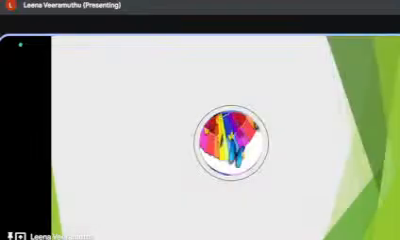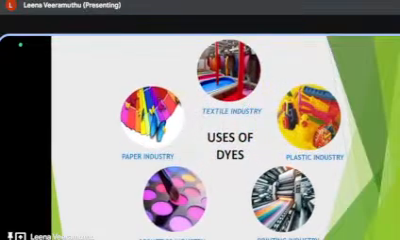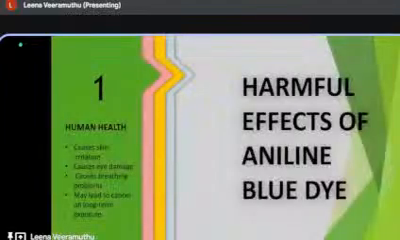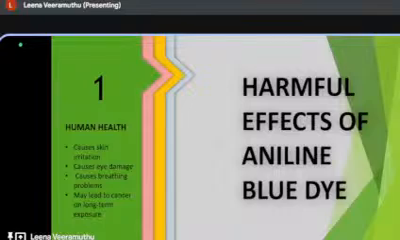Dyes are extensively used in various industries such as textiles, plastics, paper, etc., because of their strong color stability and commercial importance. Among these dyes, aniline blue is a sulfonated triphenyl methane dye widely used in textile dyeing, biological staining, and ink industries. Aniline blue is an anionic dye containing aromatic benzene rings connected to a central carbon atom, forming a highly conjugated structure. Although it has many applications, its uncontrolled discharge causes serious environmental and health problems.